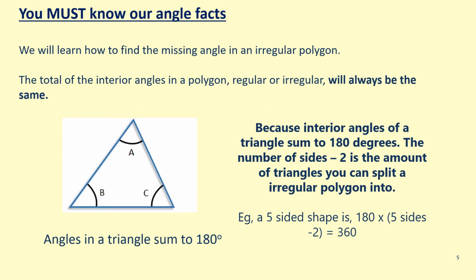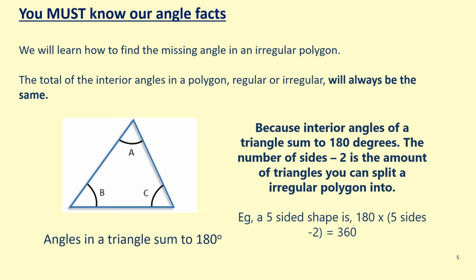Important information now at Year 8, and it might be worth pausing and making note of some of the text here. So some facts that we need to recap and embed and learn into our memories to help us with the irregular polygons. I'm just going to read from underneath the title. We will learn how to find the missing angle in an irregular polygon. The total of the interior angles in a polygon, regular or irregular, will always be the same. Okay, so that's good news.